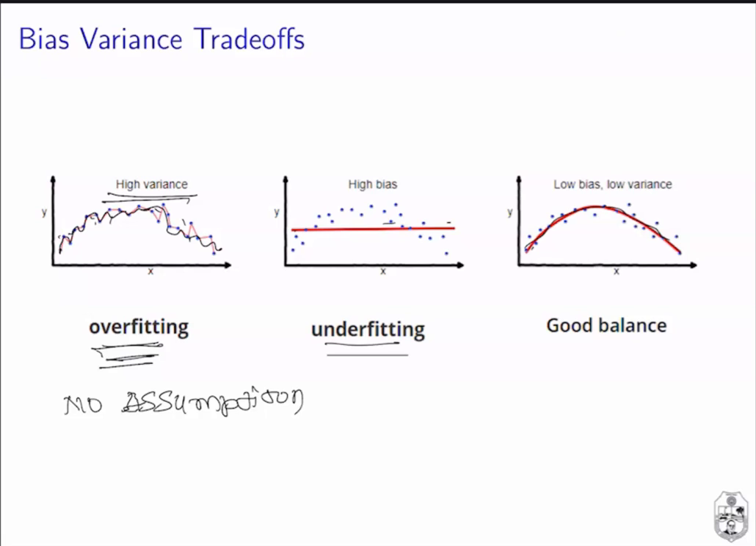Then in the case in which there are assumptions, like linearity, we get a situation called high bias, and that situation is called underfitting. Why underfitting? Because the model is not passing through any point, or only the minimum number of points. So that situation is called underfitting. But the ideal case is the low bias and the low variance.